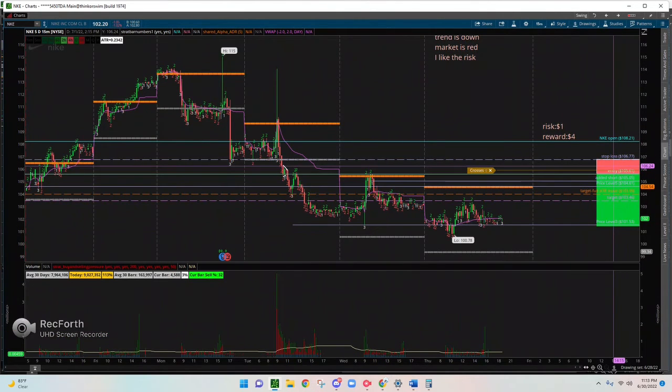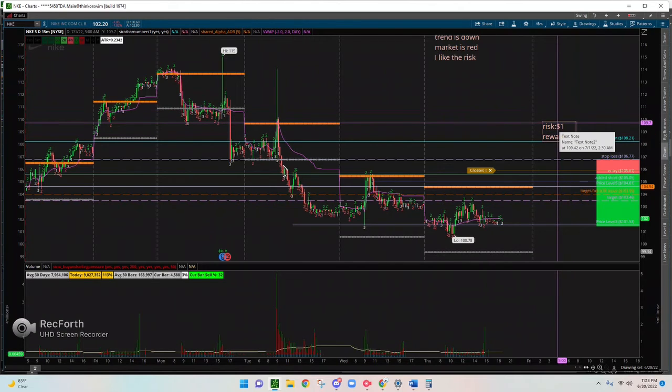As you can see, if you see this little box right here, the red is from my entry to my stop loss. That's my risk. So I risked about $1.16 to make about $4 from my entry to the exit that I had. So if I risked $10,000, I would make 40K. If I risked $10 million, I would make 40 mil. So the numbers are all in sync.